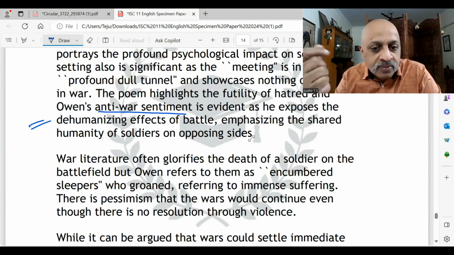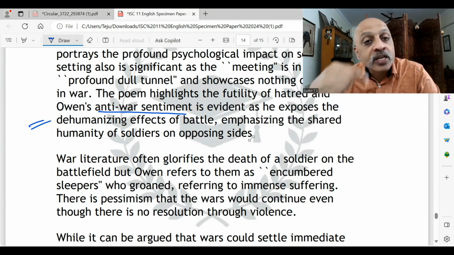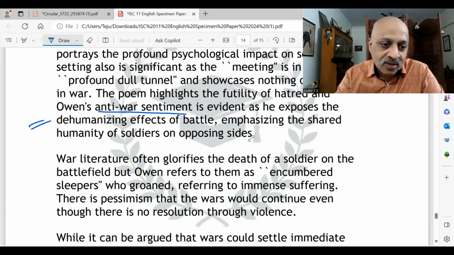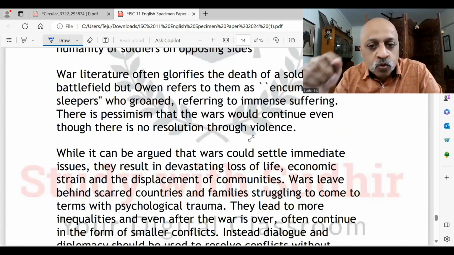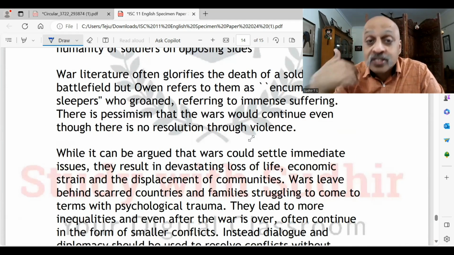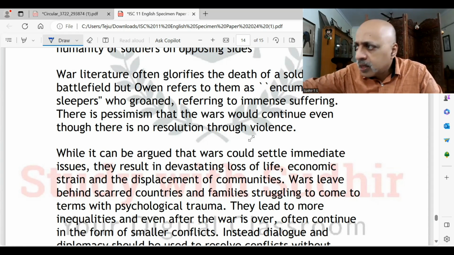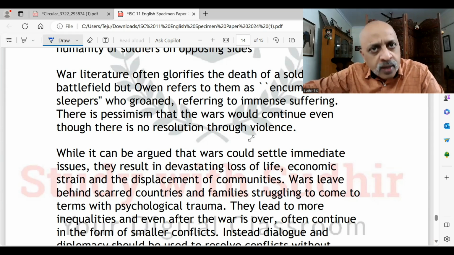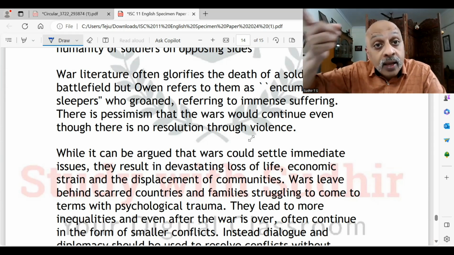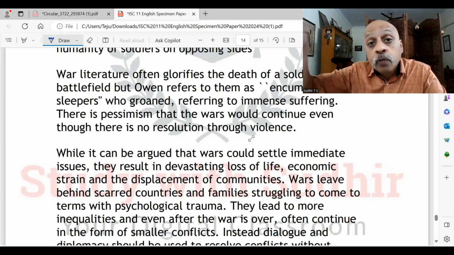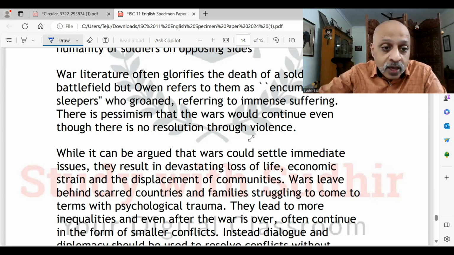So there is pessimism that the wars would continue even though there is no resolution through violence. While it can be argued that wars could settle, now the second part of the question, now this is an opinion. While it can be argued that wars could settle immediate issues, war hota hai, ye territory pe humko occupation करना है, हो गया, शॉर्ट टर्म मेजर हो जाता है. लेकिन लॉन्ग टर्म में वार का कोई भी पॉजिटिव फायदा नहीं होता है.